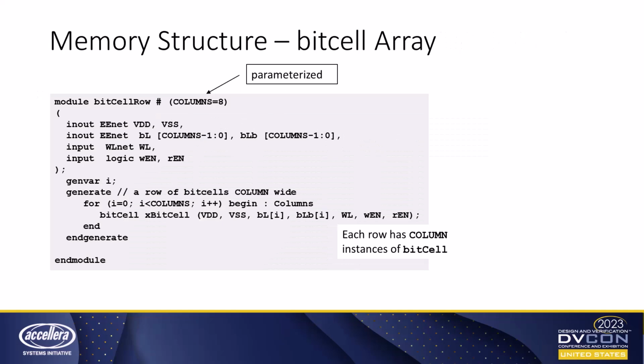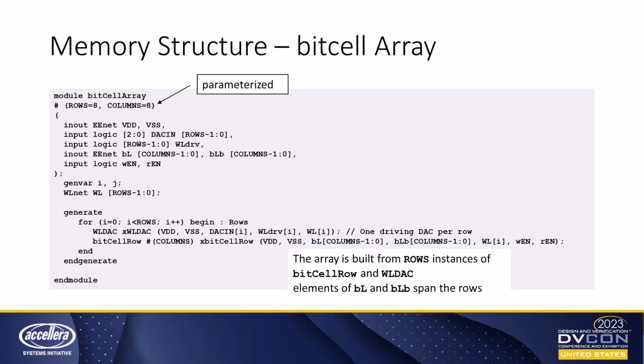So now we've got our basic components. We need to build them up into a memory structure. First, we build a row structure, and we have the number of columns in each row as a parameter. Here we're setting it to a default of 8. And we're just going to use a generate to create a row of bit cells that are number of columns wide. You can see that they all share a word line, but each column has its own bit lines, which are indexed by the genvar.